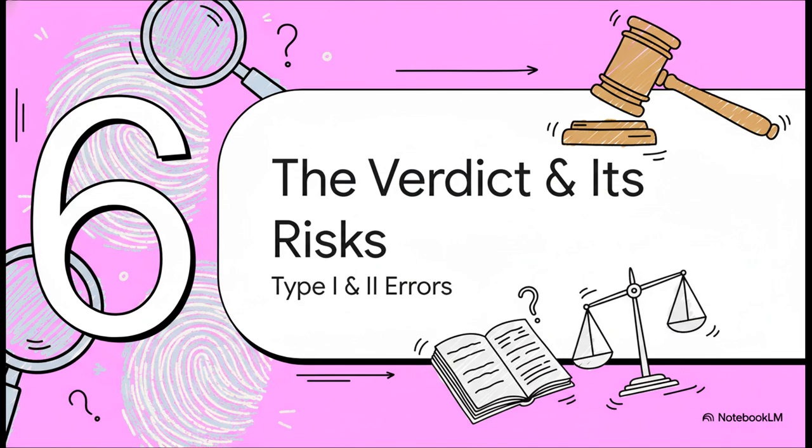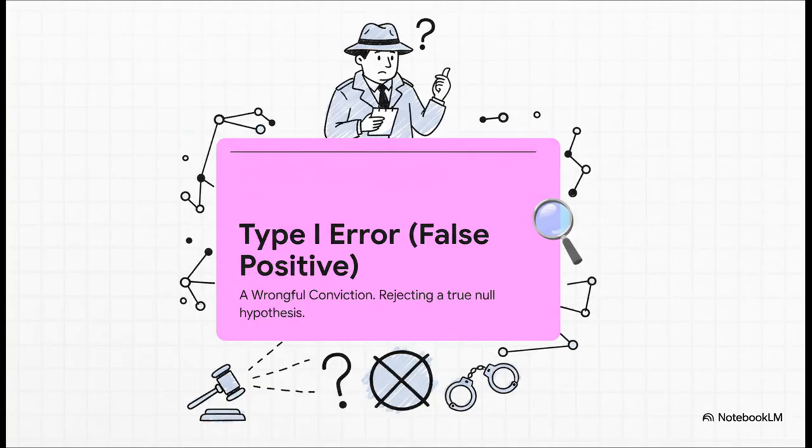Okay, it's time. We've examined the evidence, and we're ready to deliver a verdict. But even with the strongest case, every detective knows there's always a risk. There's always a chance you could make the wrong call. First up, the type I error. Honestly, this is the detective's absolute worst nightmare: a wrongful conviction. This is when we decide there is a connection, that study time matters, but we're wrong. The pattern we saw was just random chance.